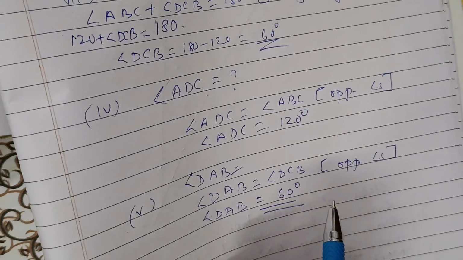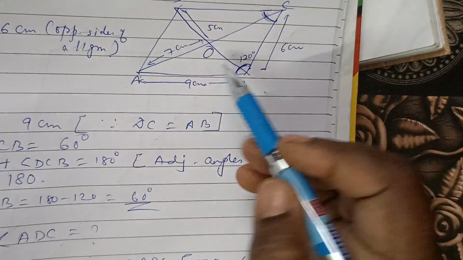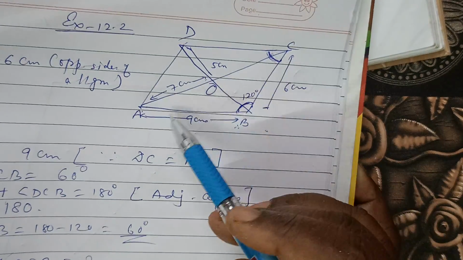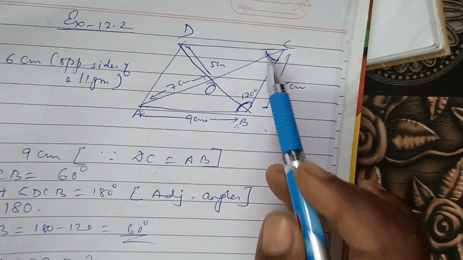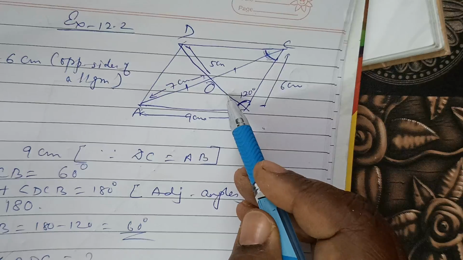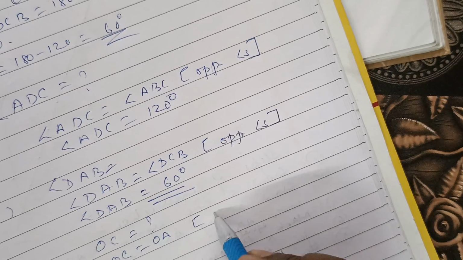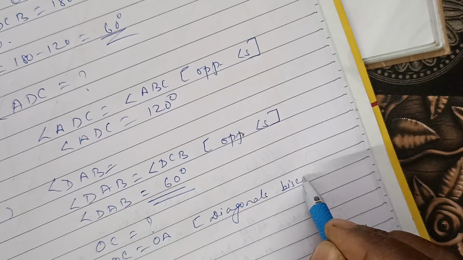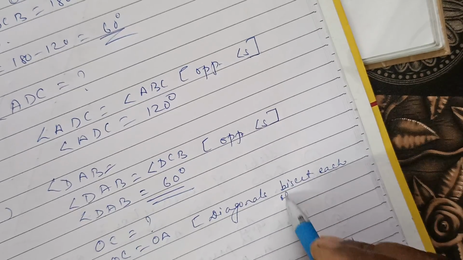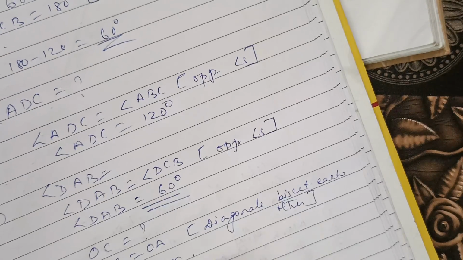Then the sixth one is OC, we have to find out. Now we know that diagonals of a parallelogram bisect each other. So if OA is equal to 7 centimeter, OC will also be equal to 7 centimeter. This is equal to this, because they are bisecting each other. So OC will be equal to OA. Diagonals bisect each other, that you have to write down. So OC will be equal to 7 centimeter.